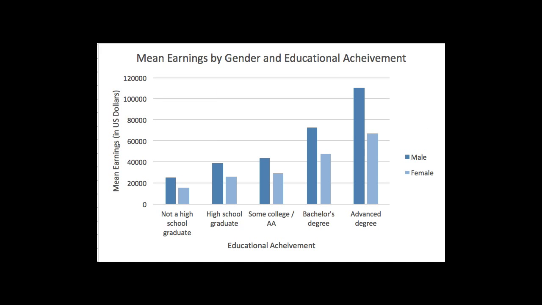However, if we want the audience to compare between the genders, then it would make more sense to lay the educational achievement out on the x-axis and to have the gender in the legend. And in this case, we can clearly see that we are comparing the difference between male and female earning powers at those different levels of educational achievement.